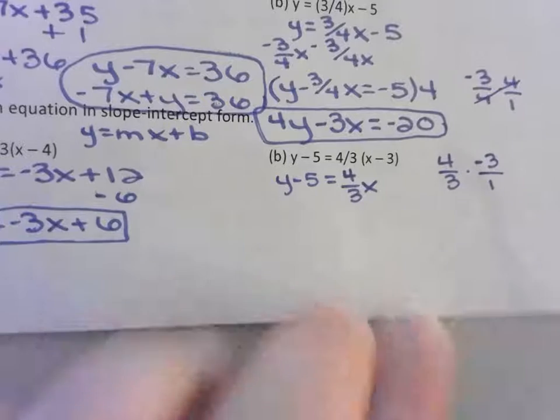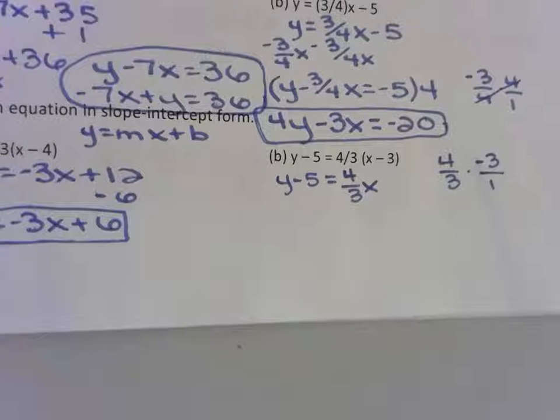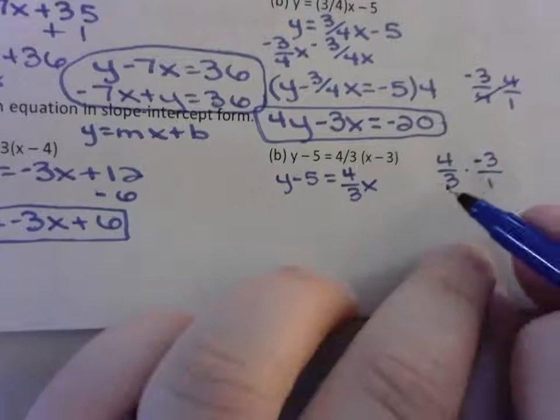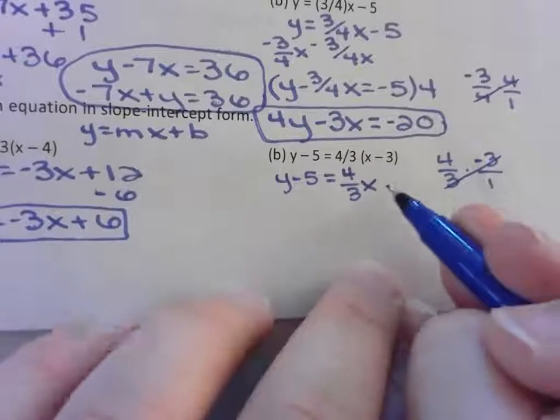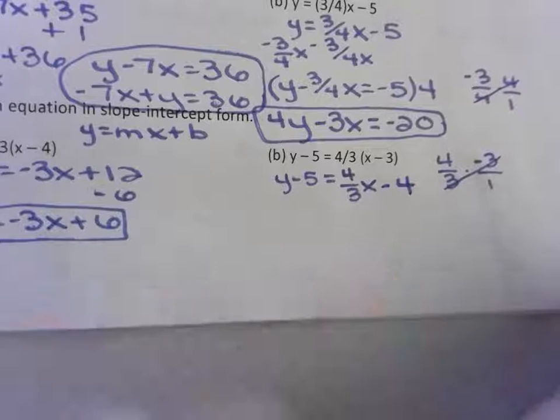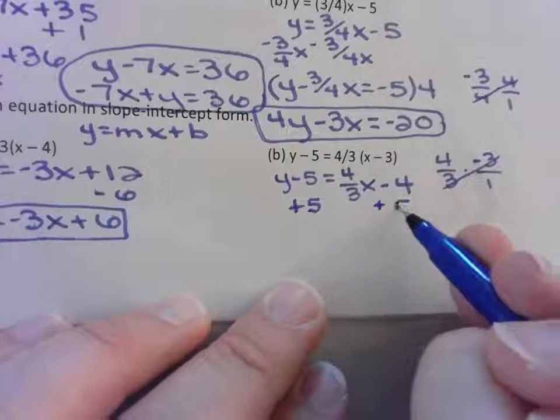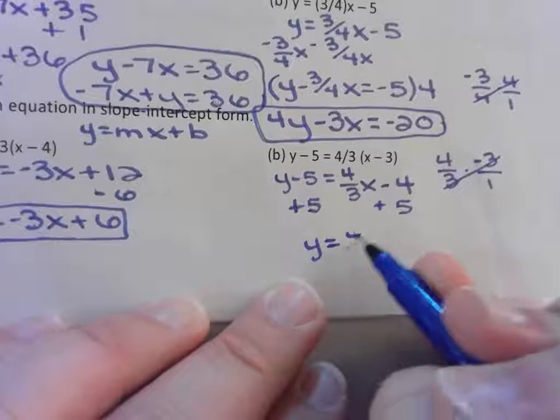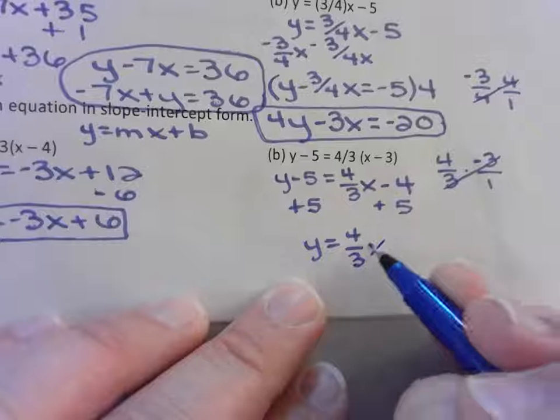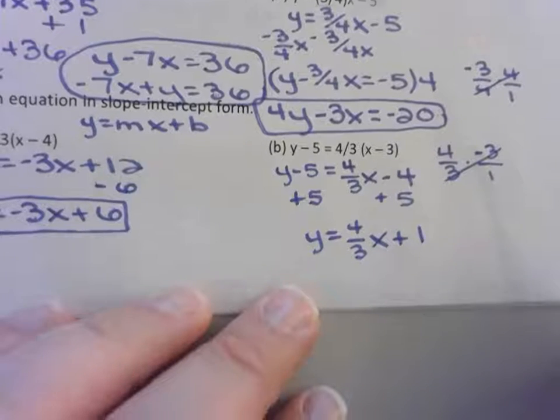Write it out if it confuses you. 4 over 3 times negative 3 over 1. The 3's cancel, but I still have the negative, so negative 4. Y is not by itself, so we're going to add 5 to both sides. So y equals 4/3 x plus 1. Is this in slope-intercept form?